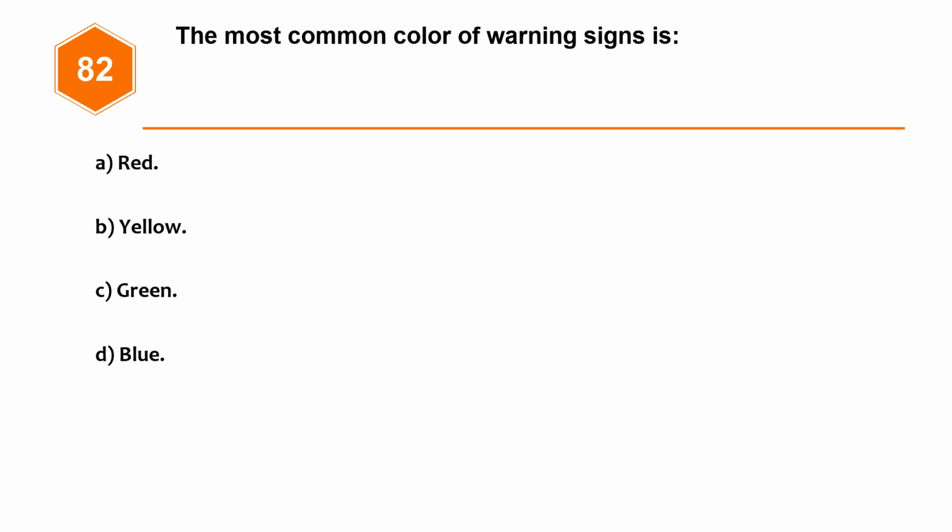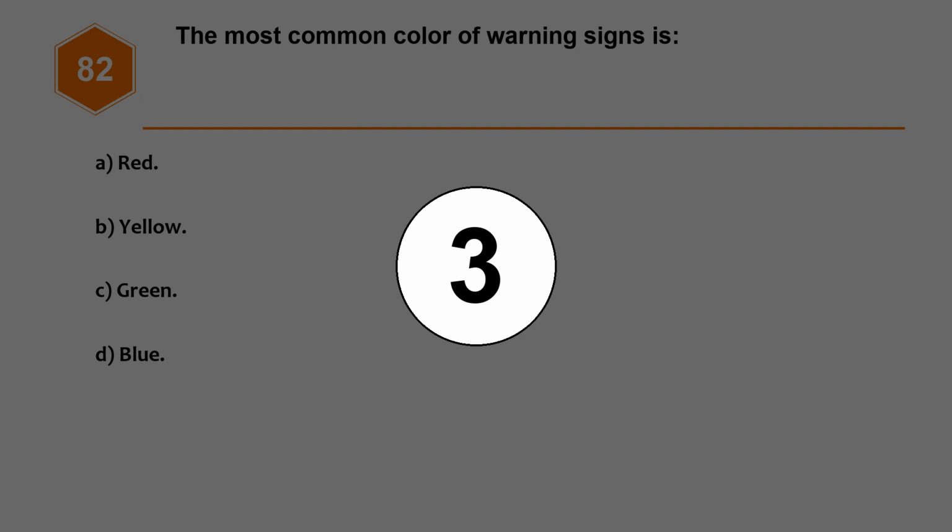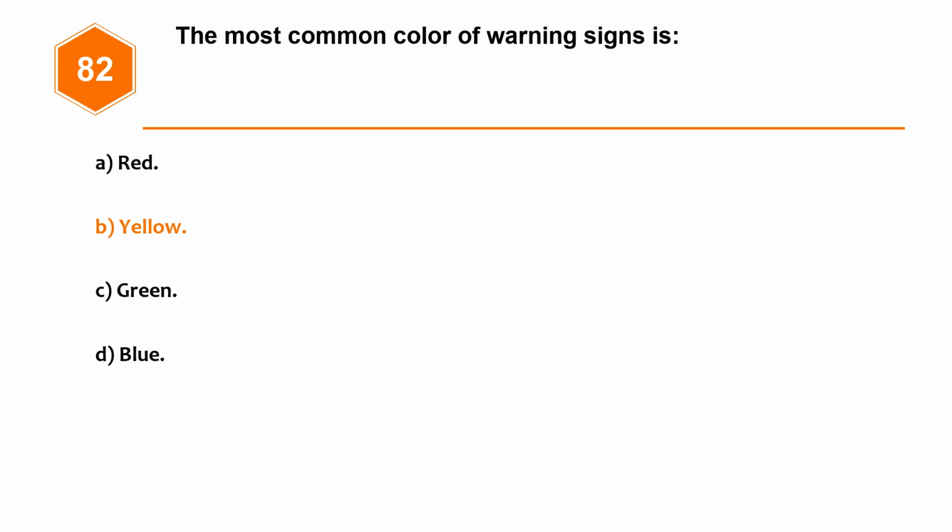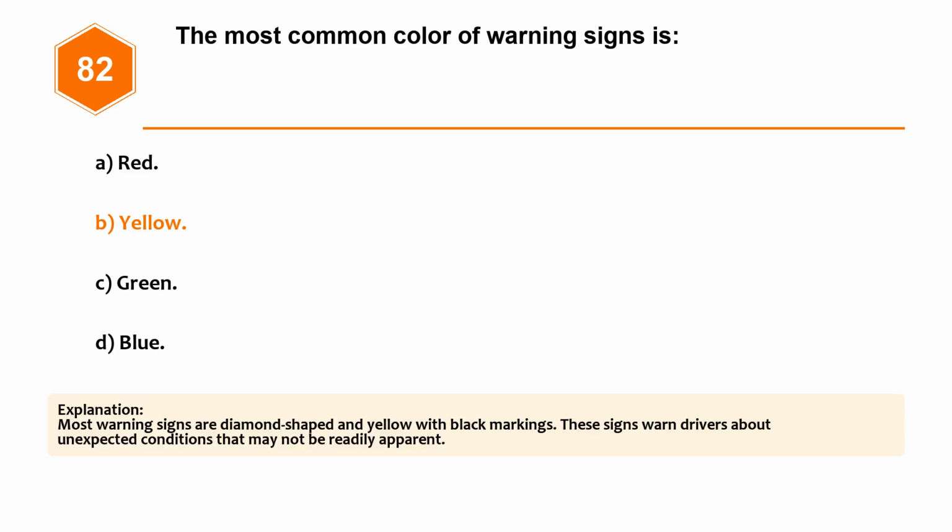Question 82. The most common color of warning signs is Option A, red. Option B, yellow. Option C, green. Option D, blue. The correct answer is option B, yellow. Explanation. Most warning signs are diamond-shaped and yellow with black markings. These signs warn drivers about unexpected conditions that may not be readily apparent.